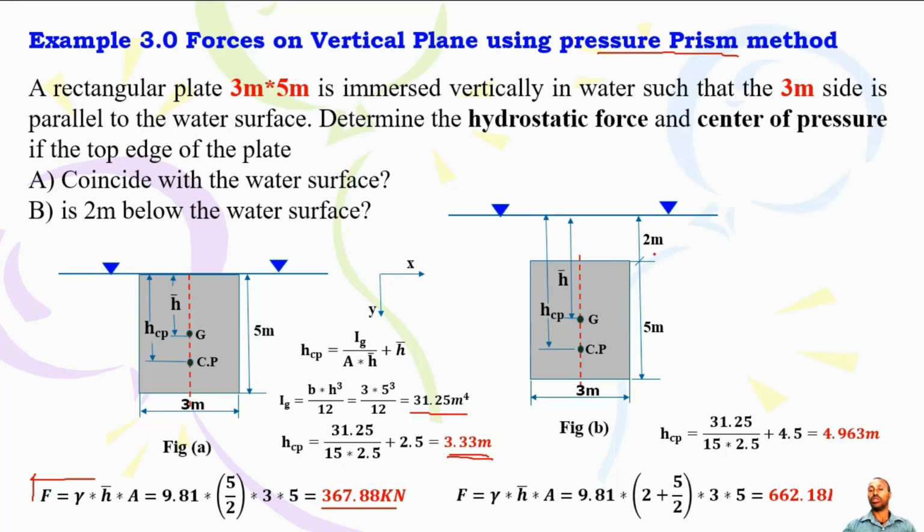So for figure B, where the edge of the plate is 2 meter below the water surface, then you have HCP, this is HCP, 4.963 meter. Once you get this one, then you have to find H bar, which will be 2 meter added to the previous result. So 5 over 2 plus 2, then you have 662.18. These are just what we are going to use as a check. But the solution should be using the pressure prism method.